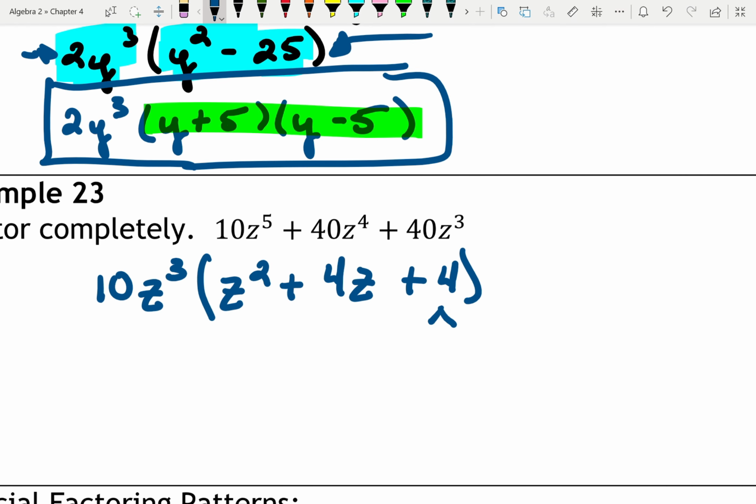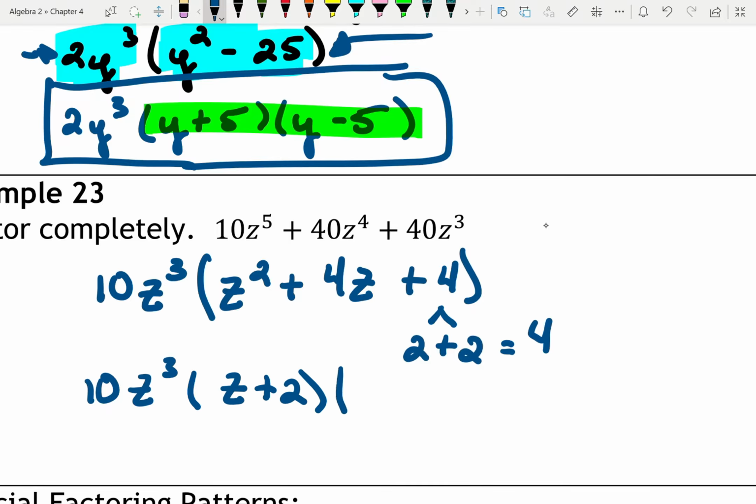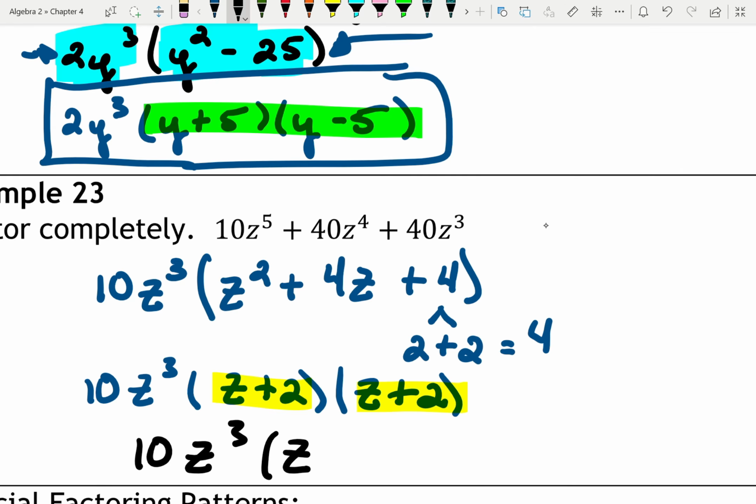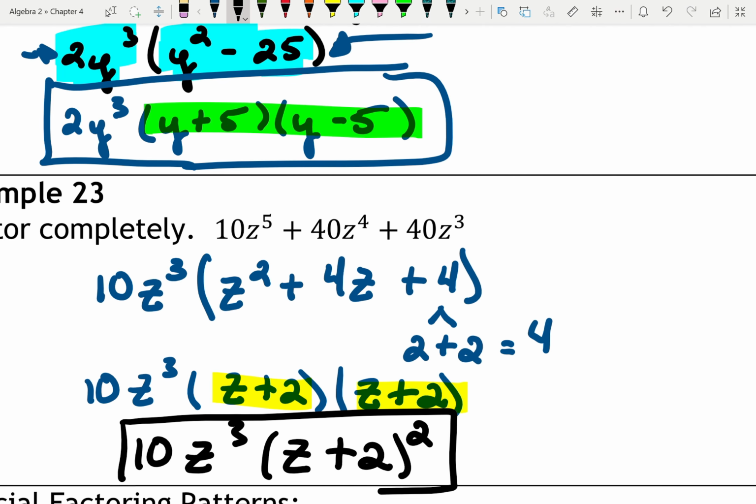I try to factor this like I did the first one. I can get 2 and 2. 2 times 2 is 4, and 2 plus 2 is also 4. So this will be 10z cubed, and then z plus 2, and then another z plus 2. Now, when you have a repeated factor like this, right, we have z plus 2 not just once but twice, we want to put that together. So we'd say 10z cubed, and then z plus 2 squared, right? To square means to have it twice, to multiply it by itself. And this is going to be our final answer.